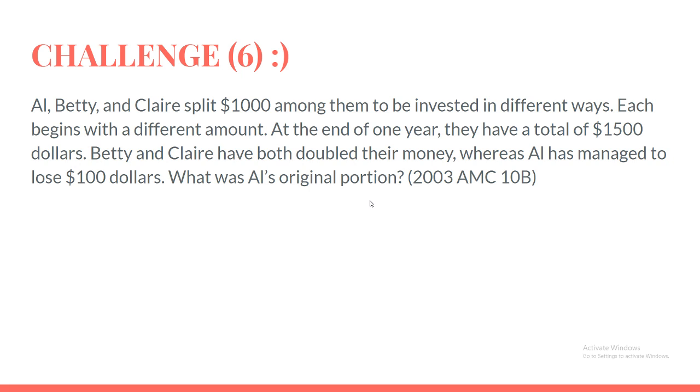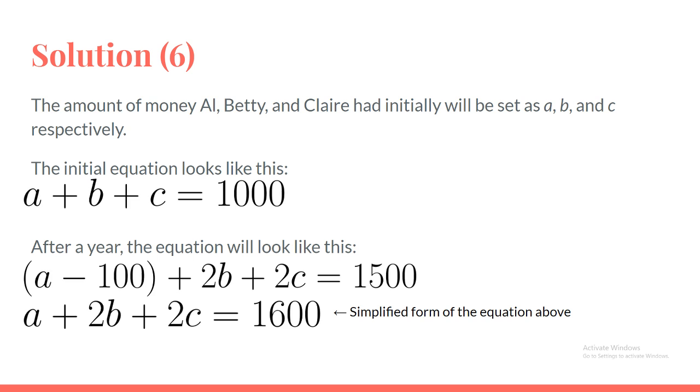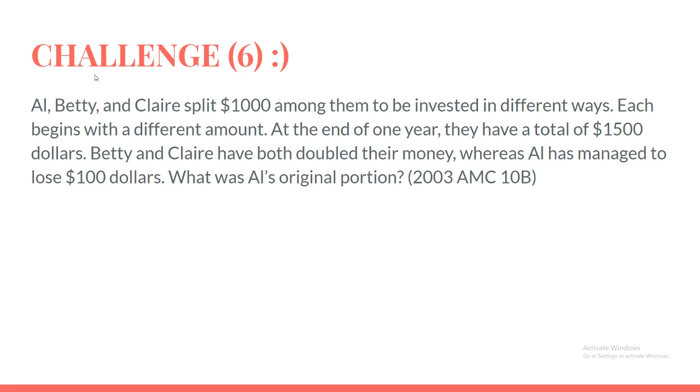Take a little bit of time to try to solve this problem. And the solution is that the amount of money Al, Betty, and Claire had initially will be set as A for Al, B for Betty, and C for Claire. Now, the original equation looks like this: A plus B plus C. The sum of what they had was $1,000, as you can see right here. Al, Betty, and Claire split $1,000 among them, so all of the amounts added up is $1,000.